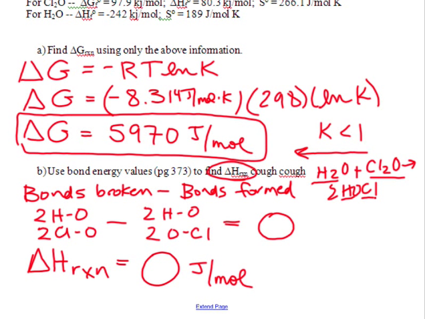We good? If this wasn't 0, we'd take these, add up the bonds broken, and it's the sum of the bonds broken minus the sum of the bonds formed. Okay? All right.